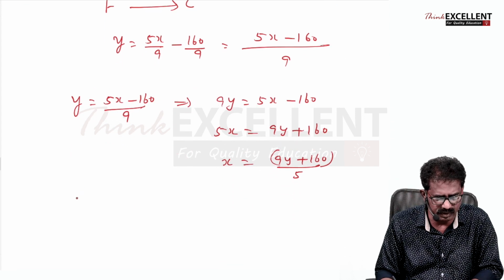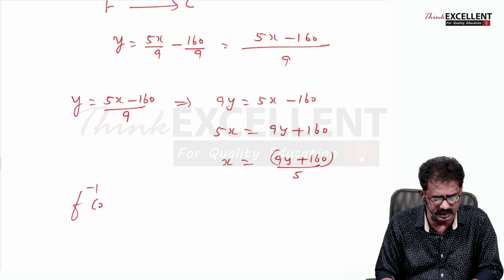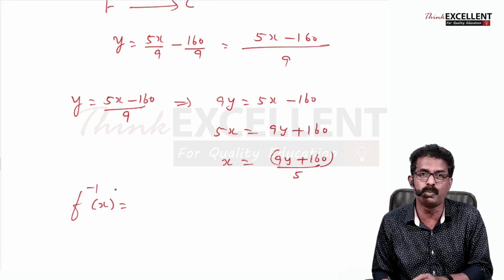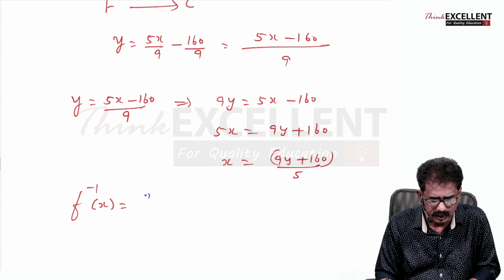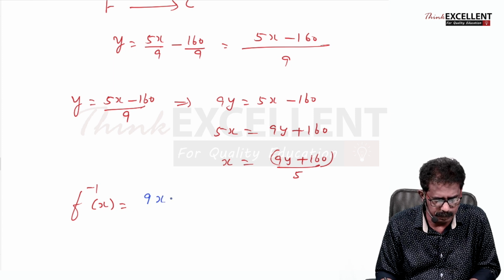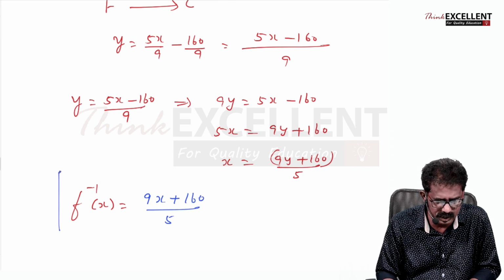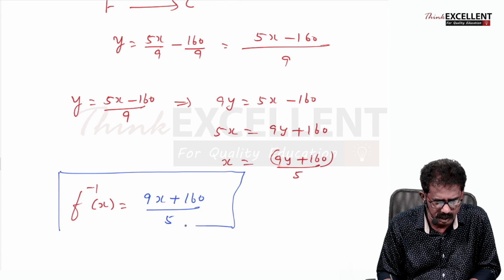Therefore, the inverse of the function, f inverse of x, is, this is the answer, but instead of y you put x. That's what we studied earlier, right? So what do you get here? (9x plus 160) by 5. So this is the inverse. Now the question is, check whether the inverse is also a function.